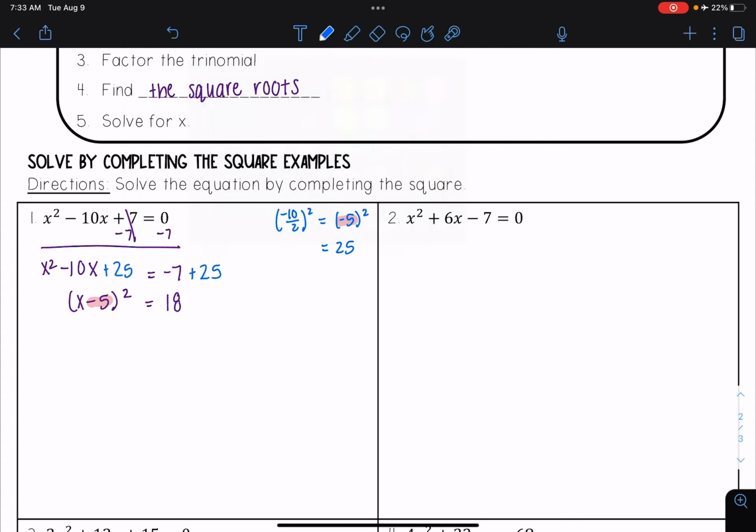And now I can go ahead and solve this by taking the square roots. So I'm going to take the square root of both sides, and I get x minus 5 is equal to plus or minus the square root of 18, which if I were to go ahead and simplify that out, 18, that's really the square root of 9 times the square root of 2. And when you take the square root of 9, you get 3. And then I'm going to add 5 to both sides. And so I get that x is equal to 5 plus or minus 3 square root of 2.